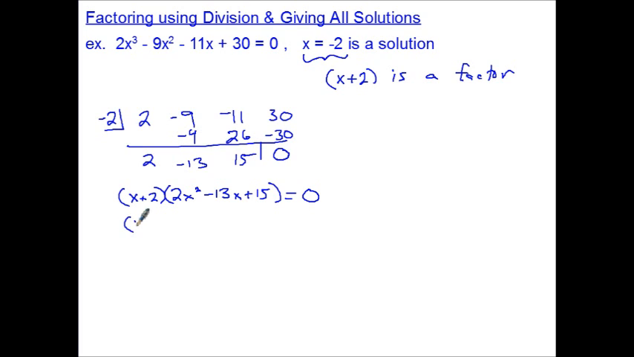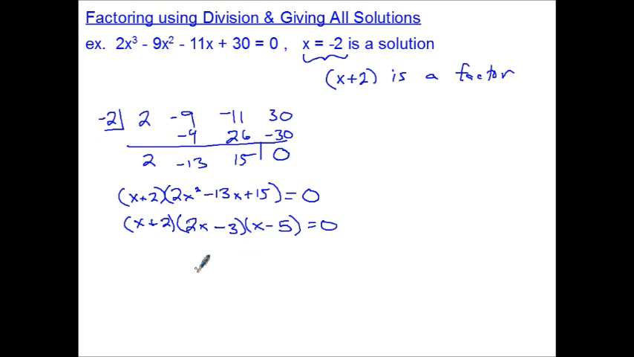Alright, well, now I've got this guy, and if I can keep factoring, I'm in business. Of course, if I can't factor this, I can always use the quadratic formula or something like that. But let's see if we can get this factored, because that's usually quicker. So if I put a 5 out here, and a 3 right here for my 15, and then sprinkle in a couple of minus signs, I do get the factored version of this.